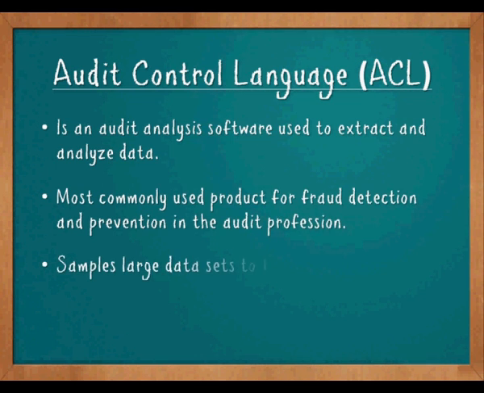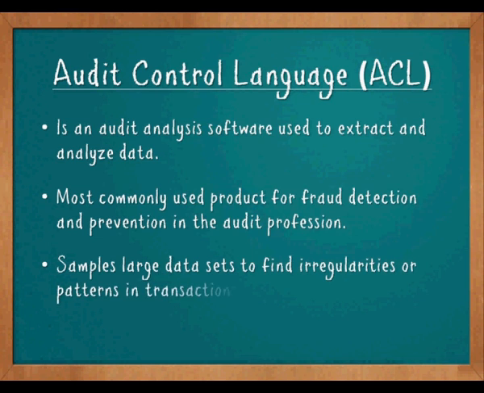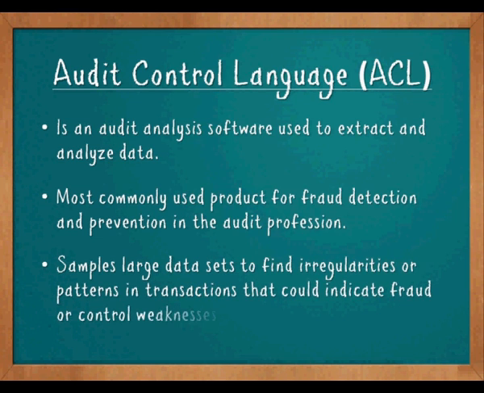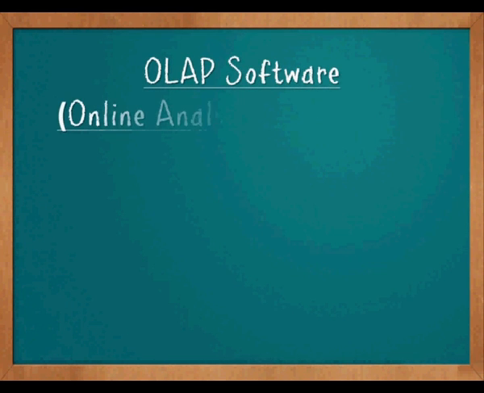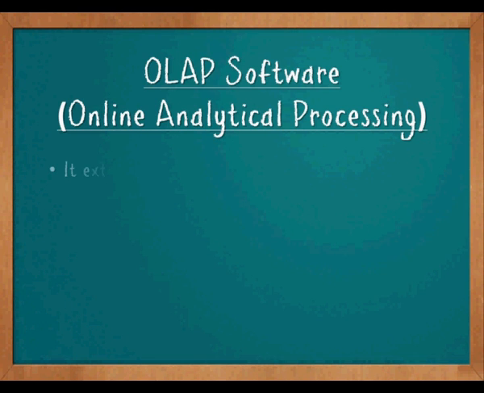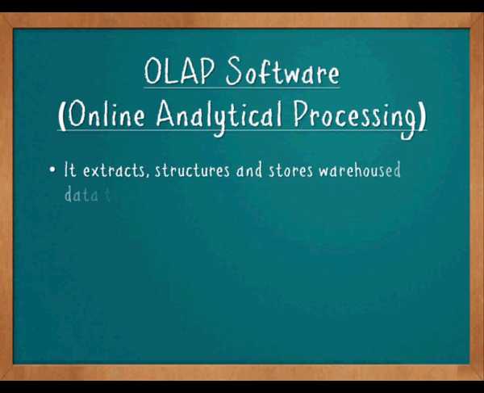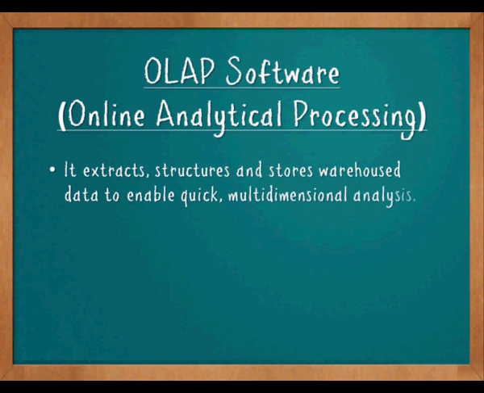This software samples large data sets to find irregularities or patterns in transactions that can indicate fraud or control weaknesses. The next one is OLAP software. This software extracts, structures, and stores warehouse data to enable quick and multidimensional analysis.